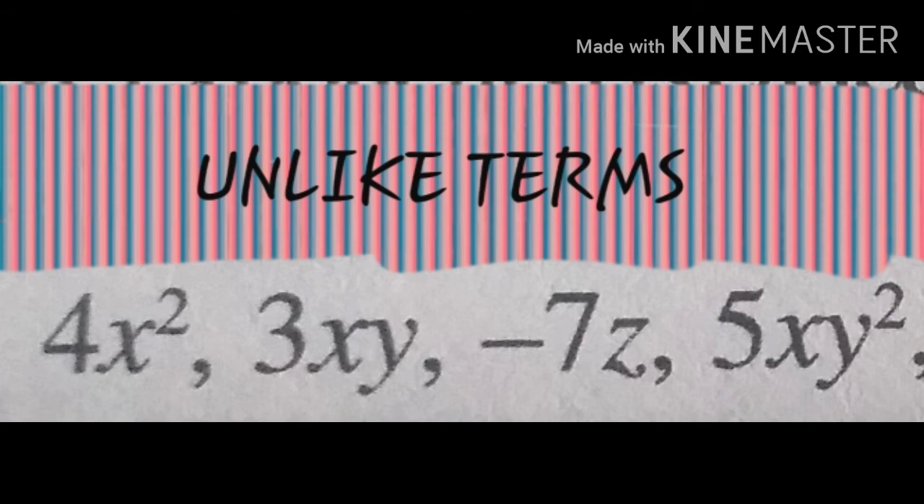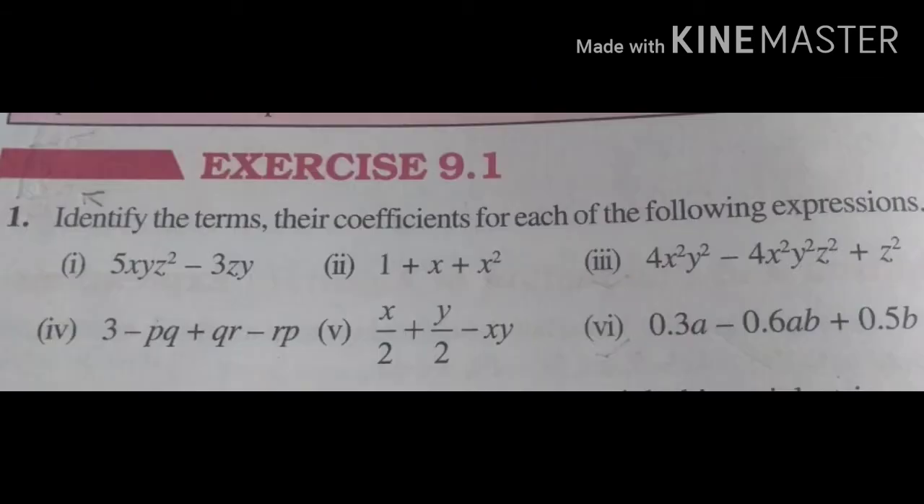Now next we'll do the exercise 9.1. Now here the question is simple. Identify the terms and their coefficients of each of the following expressions. Here you have given 6 questions. 1 question I'll do. Second, that means up to 6 you can do it yourself. Now first question we have 5xyz square minus 3zy. Now here how many terms are there?